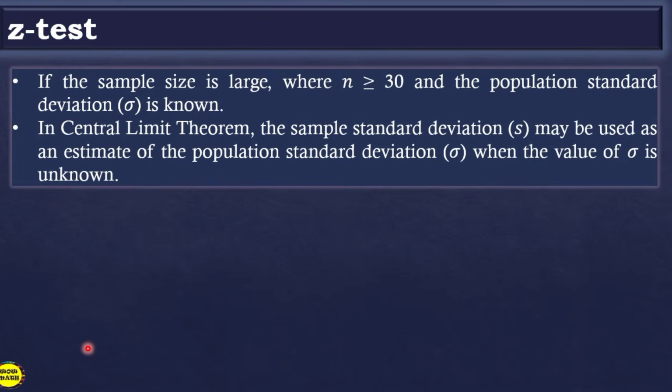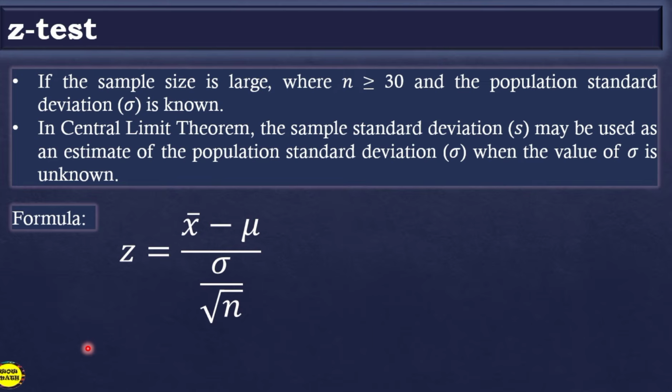So, c-test, if the sample size is large, where your n or your sample size is greater than or equal to 30 and the population standard deviation is known. And also, using the central limit theorem, the sample standard deviation may be used as an estimate of the population standard deviation when the value of your population standard deviation is unknown. Using the formula, the sample mean minus the population mean divided by the population standard deviation over the square root of sample size.